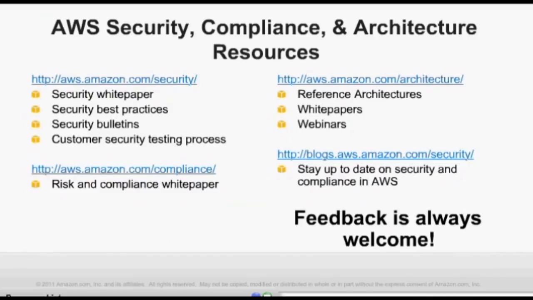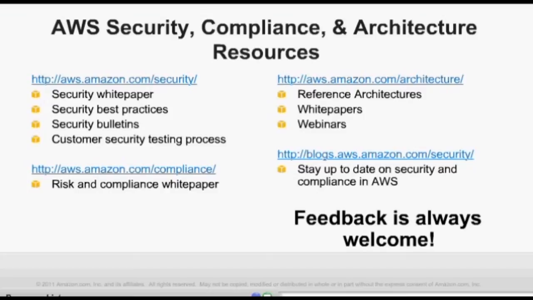And finally, I'm going to leave you with some links to various security and compliance and architecture resources. So the first one on the top left is the Security Center, where you'll find the security white paper. You'll find a bunch of security best practices, and you'll also find the security bulletins, which we make available as an RSS feed. One of the things that people don't actually realize is that you can, in fact, do security testing of your EC2 instances. And there's a very simple process that you'll find on this site for you to follow to be able to register your security tests so that we disable the various alarms on our side to make sure that you have a successful test.